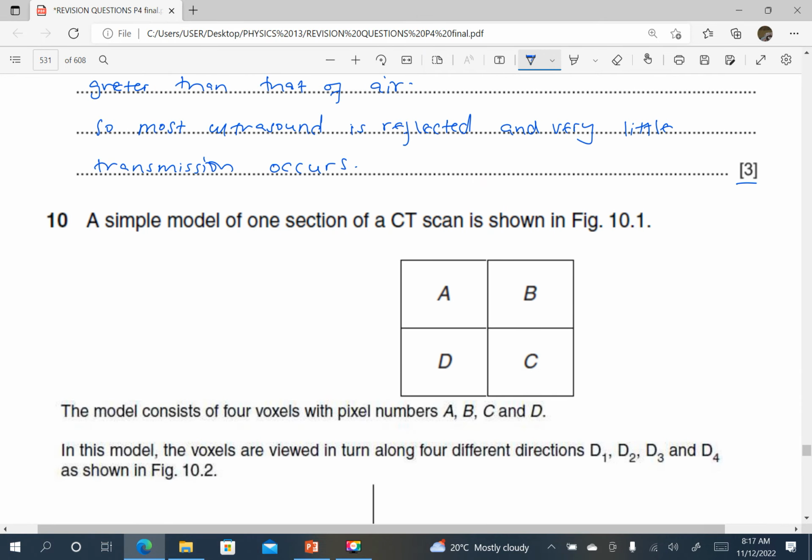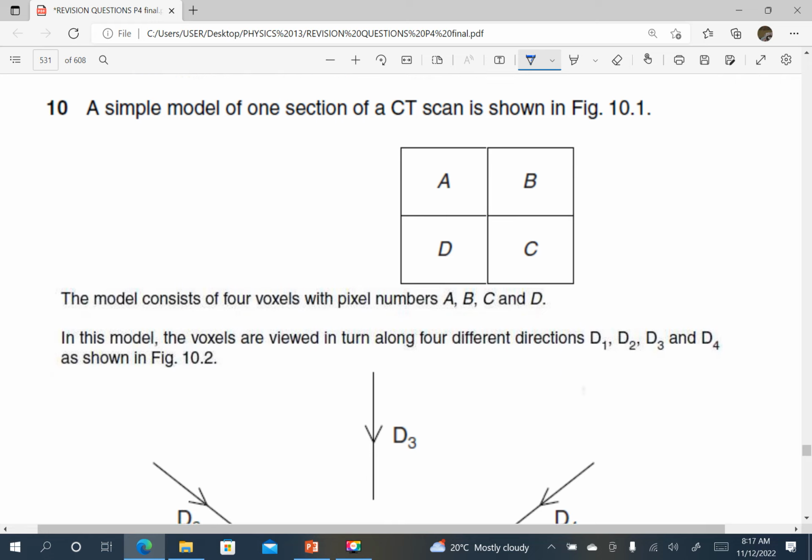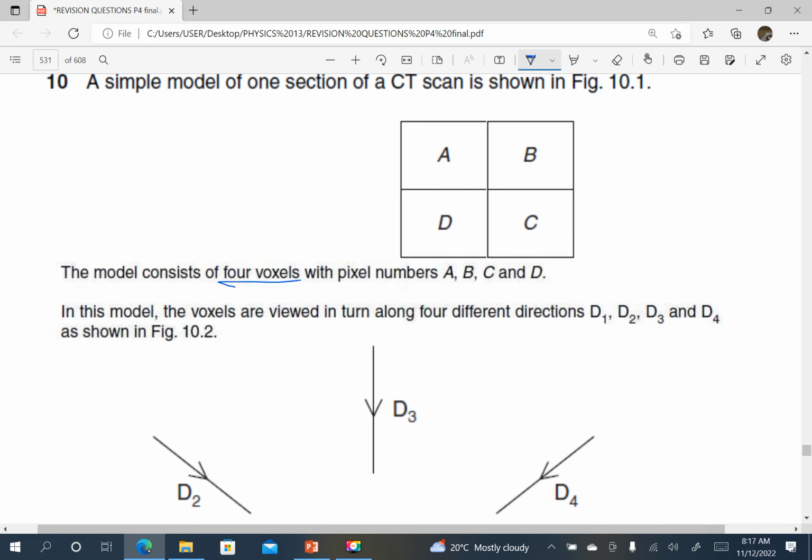Okay, a simple model of one section of a CT scan is shown in the figure here. So we are now mixing up questions with those of CT scan. So you have A, B, C, D. The model consists of voxels. Remember, a voxel is a small volume element. We said during a CT scan, the body is divided into smaller sections. The section is also divided into smaller volume elements, which we call voxels. And each voxel is assigned a number, which we call the pixel, which corresponds to the intensity of the X-rays which go through that part of the body or that specific voxel.